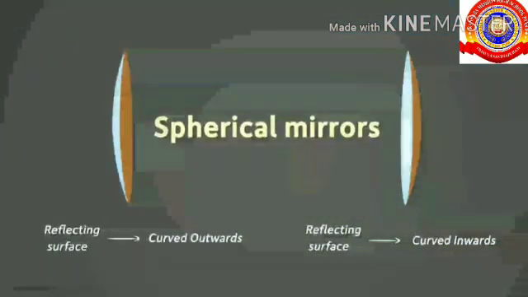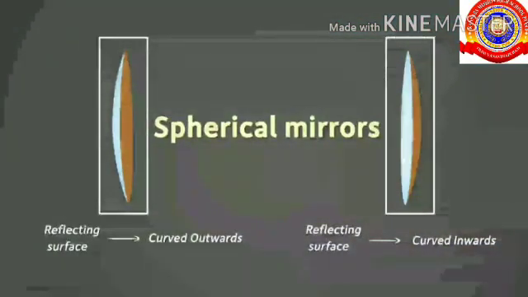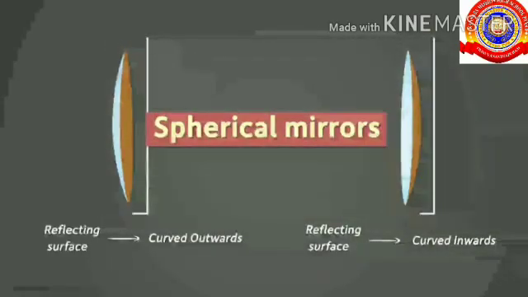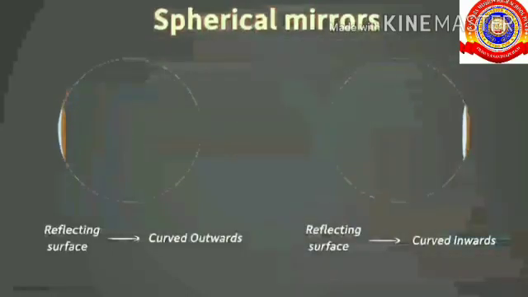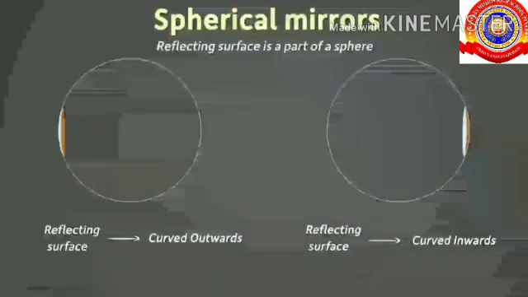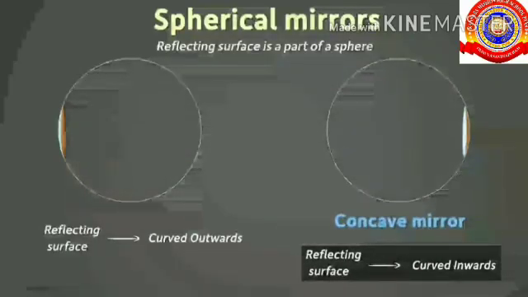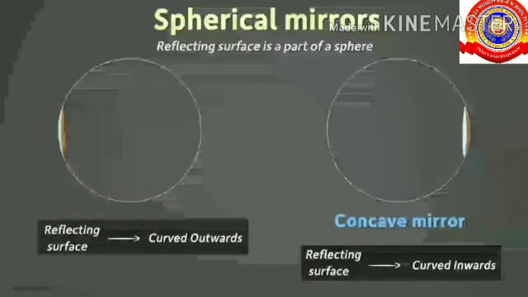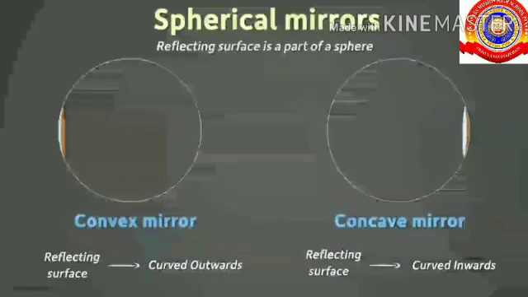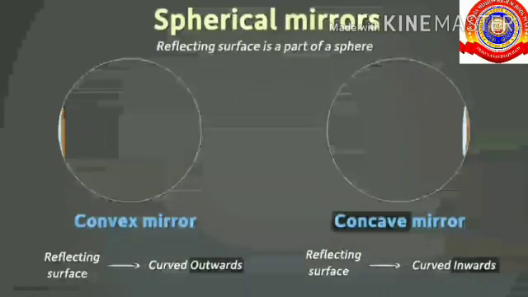Curved mirrors are also called spherical mirrors. Do you know why they are called so? They are called spherical mirrors because their reflecting surface is a part of a sphere. The mirror having its reflecting surface inwards is called a concave mirror, and the mirror having its reflecting surface outwards is called a convex mirror. So, inwards, concave, and outwards, convex.